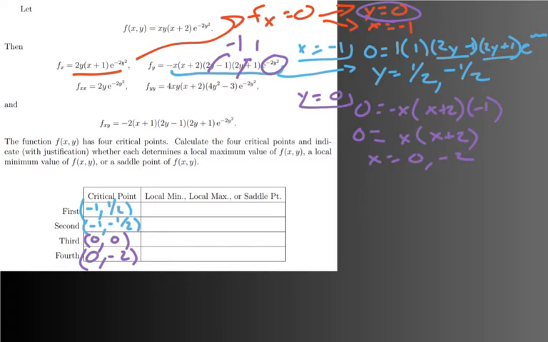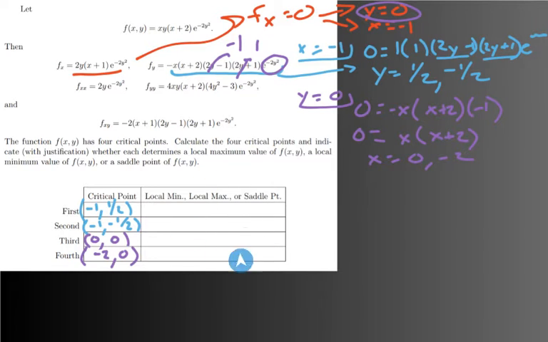Yeah. Nope. Sorry about that. That should be flipped on the last one. Should be negative 2, 0. There we go. So that's how you can get your critical points. Much easier if you already have the derivatives, right?